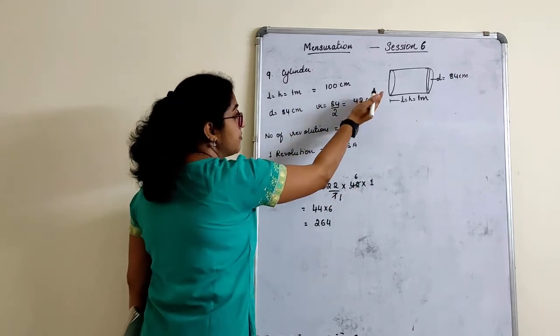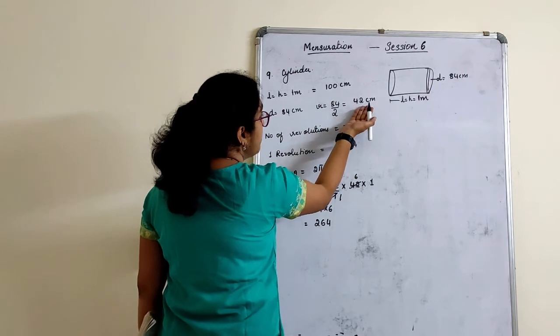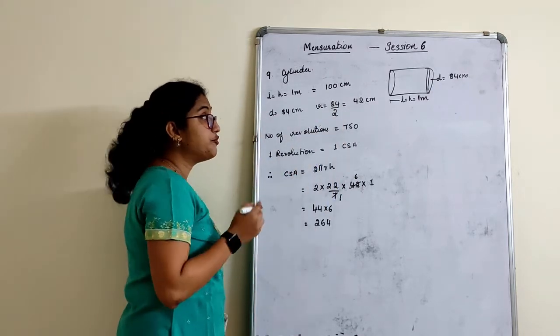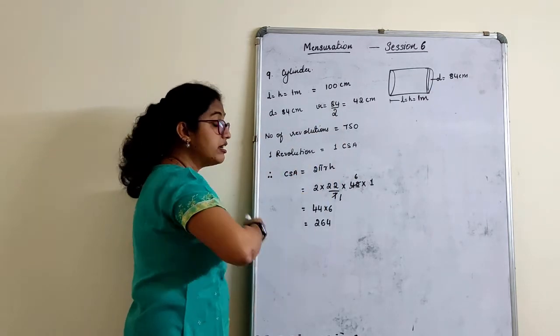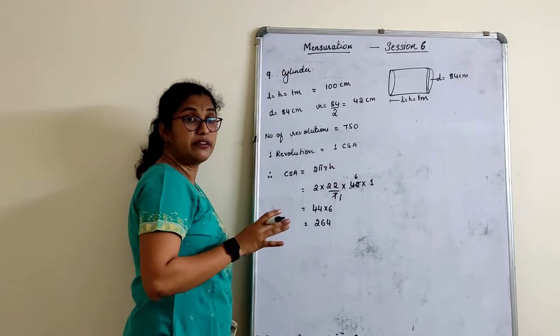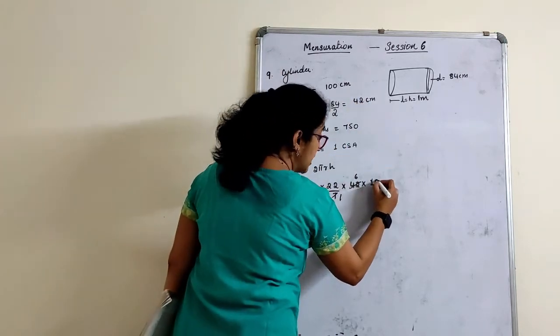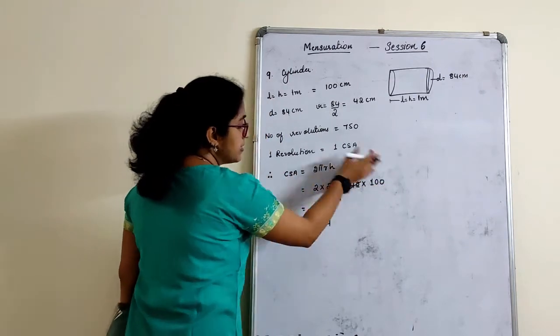Now you can ask me, teacher, why unnecessarily? We can convert this only in terms of meter. If you convert that, you will get decimals, a difficulty in calculation. At last we can convert it. So I'll do this here. That will be better, because everything is in centimeter now.